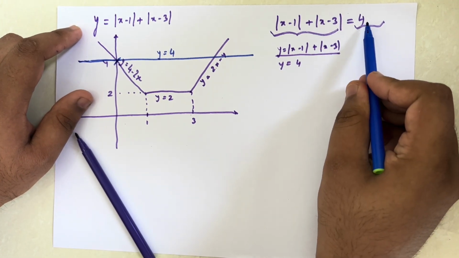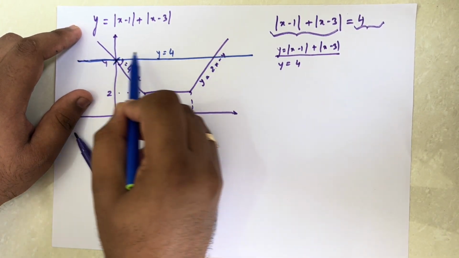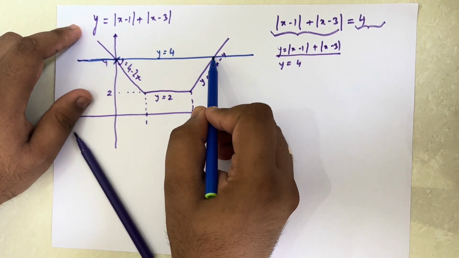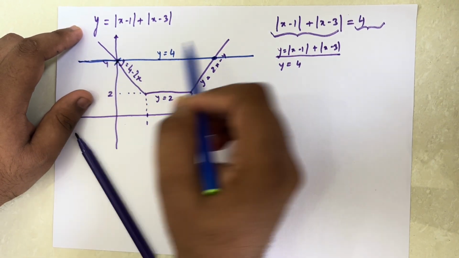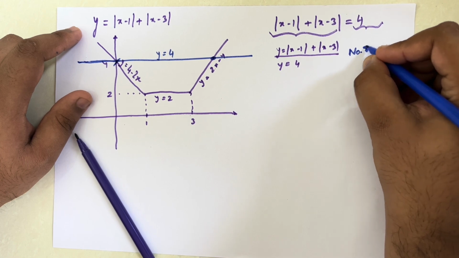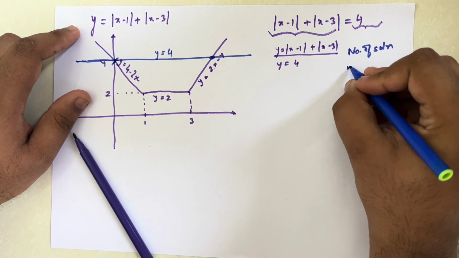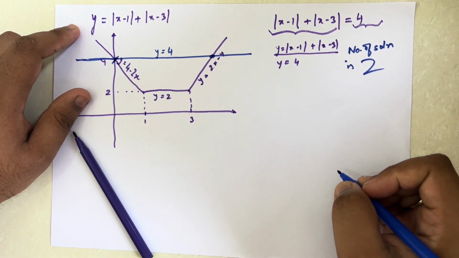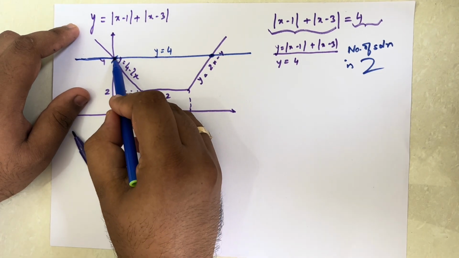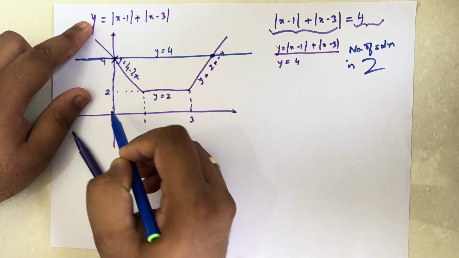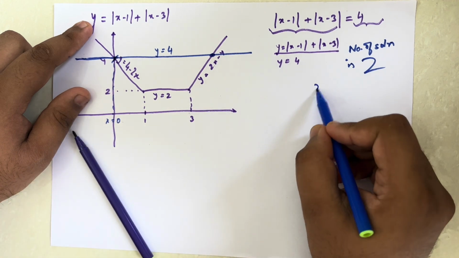Somebody is asking you the number of solutions. At how many points does this blue cut this violet? At this point and at this point. So the number of solutions is 2. And what are the values of x? So one point you can see already over here. Here x is equal to 0. So one value of x is 0.